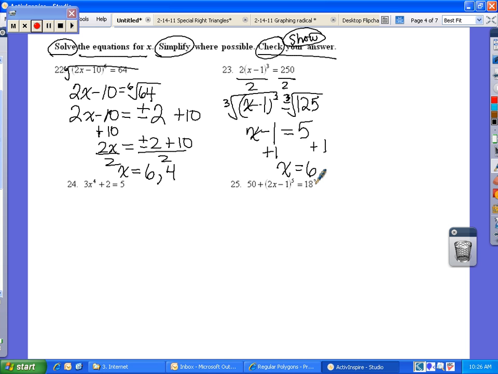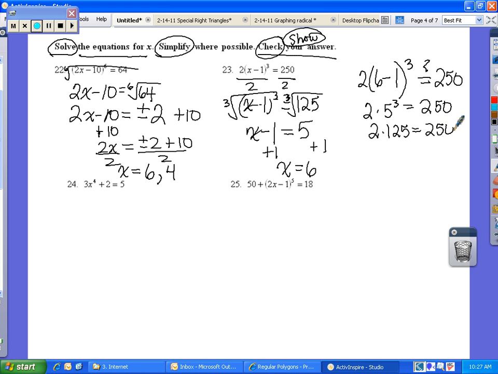If you checked it, it would be 2 times 6 minus 1 cubed, is that equal to 250? 6 minus 1 is 5, so 2 times 5 cubed, is that equal to 250? 2 times 125, is that equal to 250? Yes, it is. 2 times 125 is 250, so 250 equals 250, and that is correct.